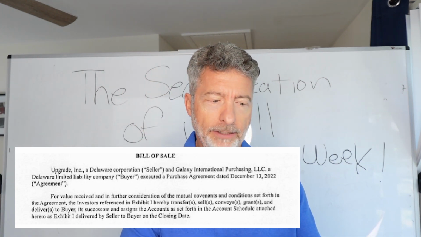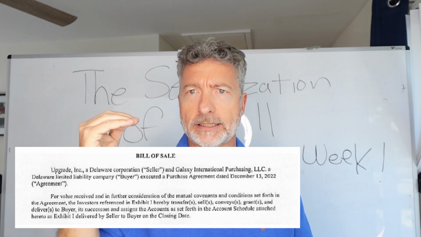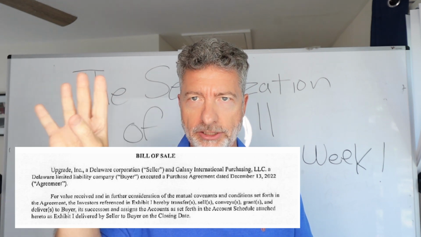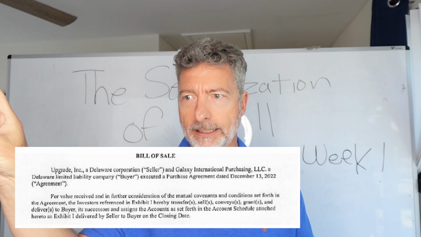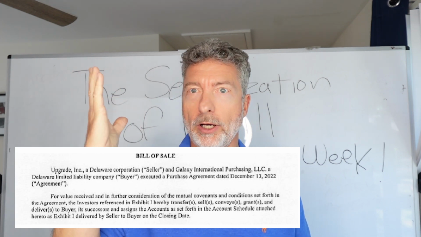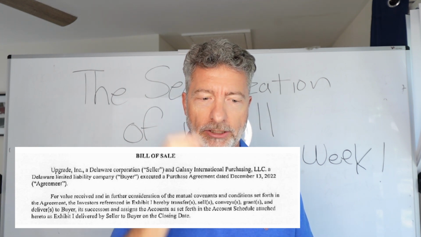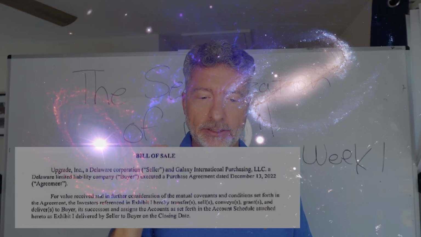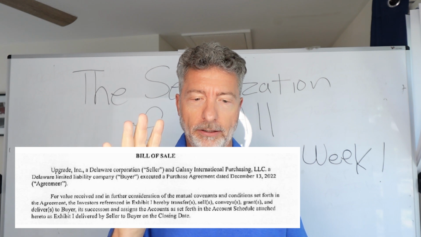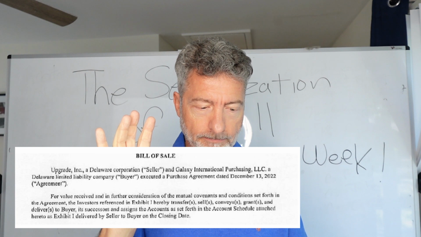Check this out. So let me put up the first 2 paragraphs of the bill of sale, highlight them is what I'm doing. And if you read it, Upgrade showed up. They're the servicer of this debt for Blue Ridge Bank, who is the originator. So they've securitized this thing. And now Upgrade has showed up and saying, yep, we own it. And they say Upgrade Inc., a Delaware corporation, seller, and Galaxy International Purchasing LLC is the buyer. And they executed a purchase agreement December 13th, 2022.